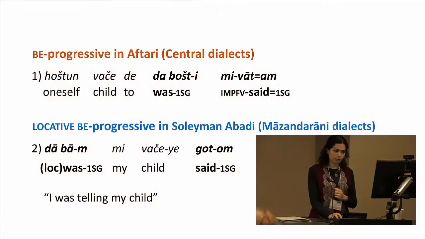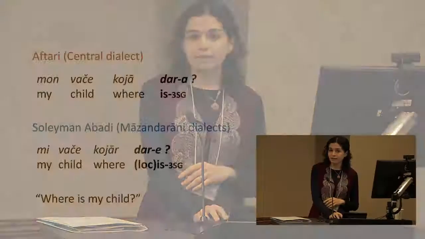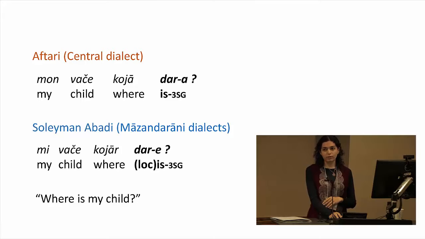Now, two examples of this. For example, in Suleiman Abadi, which is a dialect of the Mazandarani language, they use the locative be as the auxiliary, and here is the locative be, daba, which is the ending for person, and then they use the main verb. So as you can see here, both the auxiliary and the main verb get inflection for person and number, but the auxiliary that they use is locative be. Now, if we look at the present form of this locative be, we see that it is dar, and the present form of the verb have is dar in Farsi.